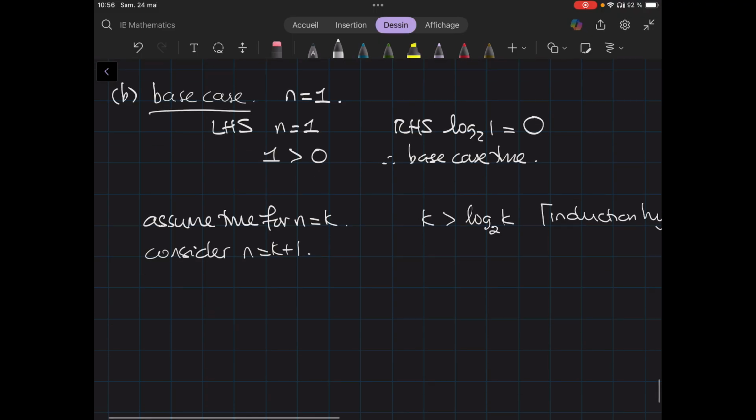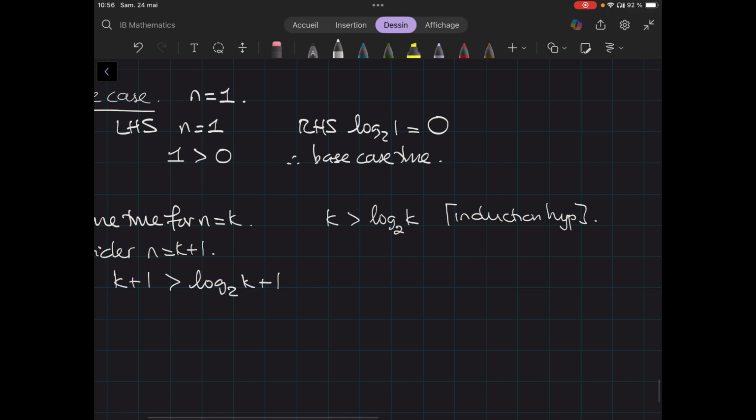So let's start with the left-hand side. k plus 1 is greater than log base 2 of k plus 1. We are making use of our induction hypothesis here. This is greater or equal to log base 2 of k plus 1, using our result from part A.